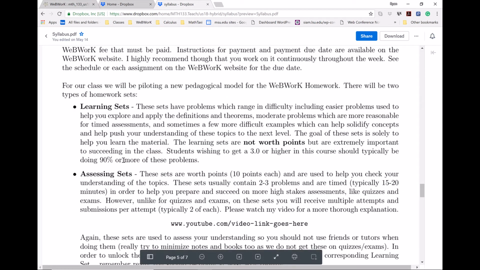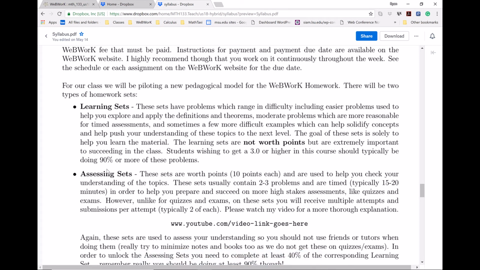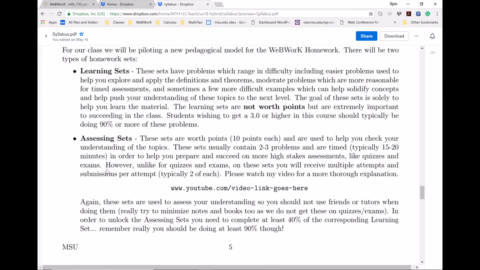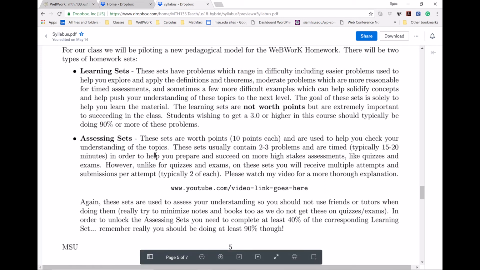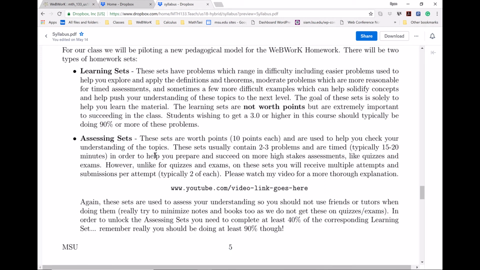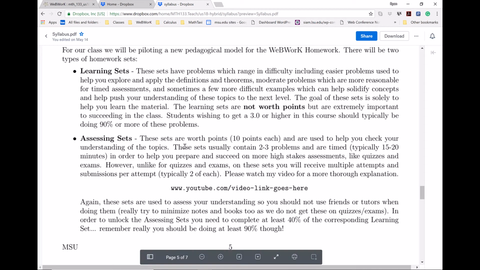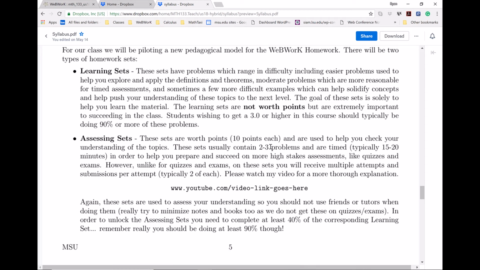The second type of set is the assessing set. That's the other thing homework tries to do, which is to assess your current understanding of the material to help you study for quizzes, exams, kind of the more high stakes stuff. So that's what this other set is about. Now these are actually worth points, because they're trying to assess what you know. There are going to be fewer problems that are worth points, typically 2 or 3 problems.